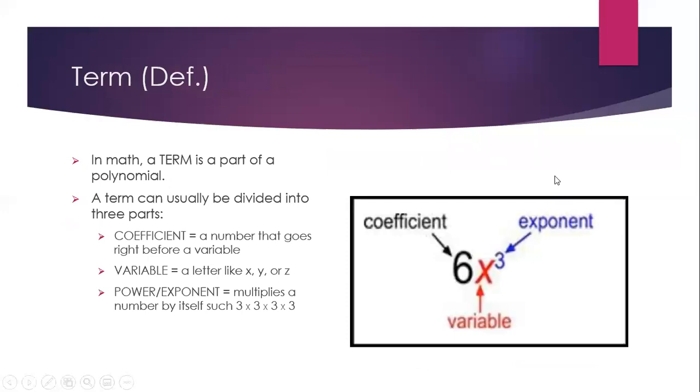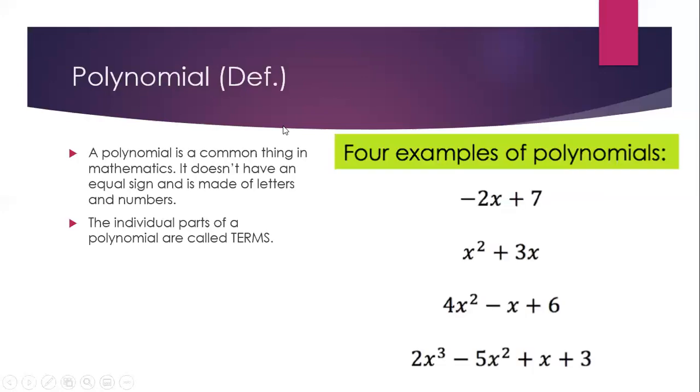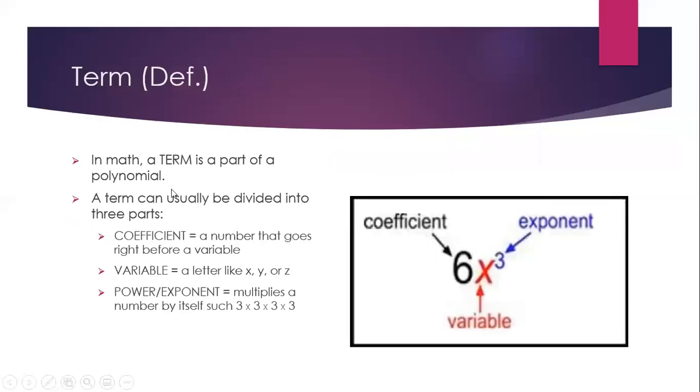Now, you can split a polynomial into terms. And I can split a term into more parts. The parts of a term can usually be divided into 3 parts. The first part is called a coefficient. Coefficient is a fancy word that means a number that goes right before a letter, also known as a variable. So a number that goes right before a variable.